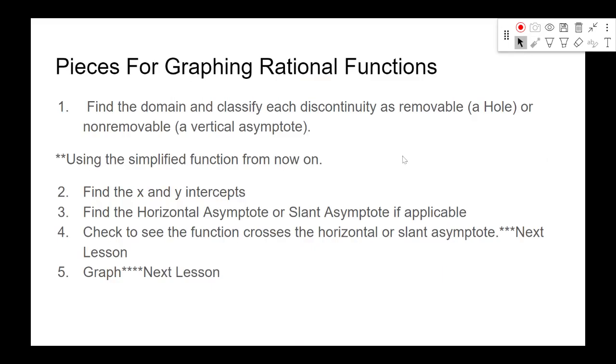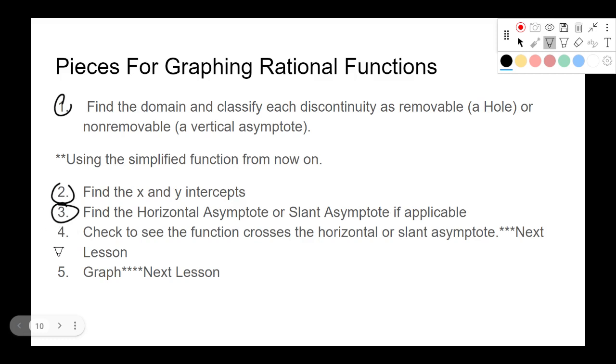Okay, so now, here is what we are going to do for today. We are going to take some examples, and we are going to find the domain, classify each discontinuity as removable or non-removable, which is what we did earlier. And then, using the simplified function, we're going to find the x and y intercepts. We're going to find the horizontal or slant asymptote using our three cases.